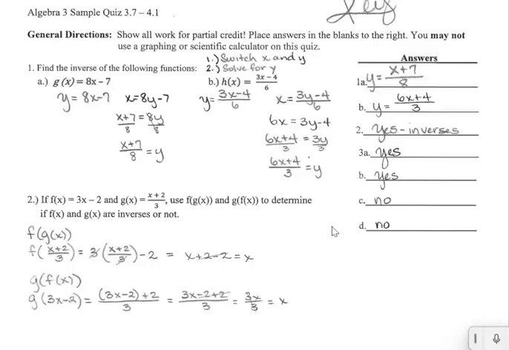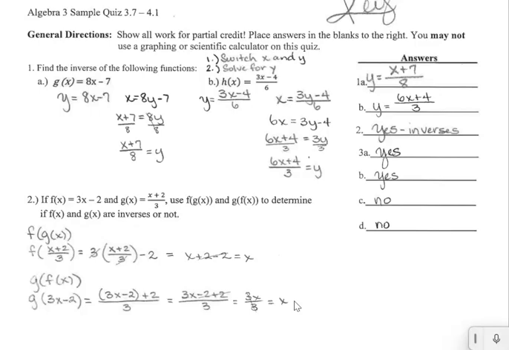All right, for number 2, they ask us to use the composition of f of x and g of x to determine if those two functions are inverses or not. If f of x and g of x are inverses of each other, when you do the composition f of g of x and g of f of x, they'll undo each other and they'll just leave you with x. So when you do that composition, if you get anything other than x both ways, then they are not inverses of each other.